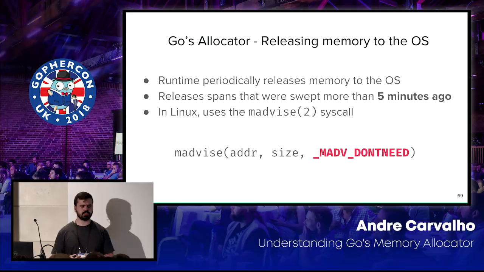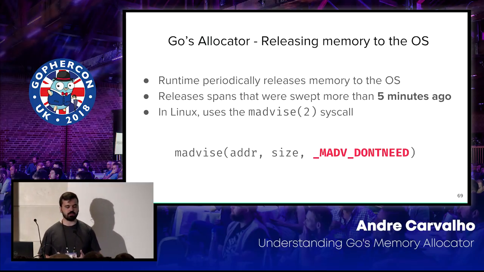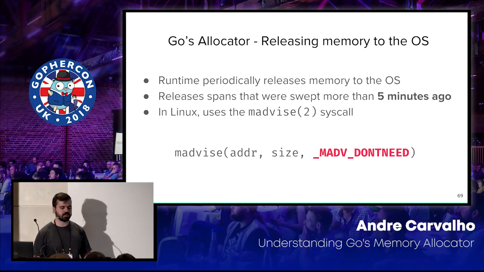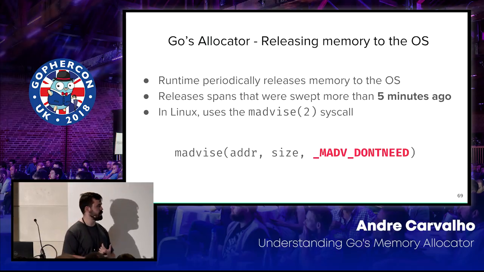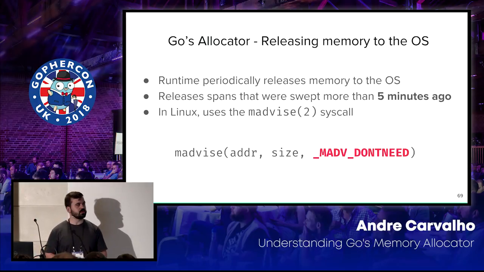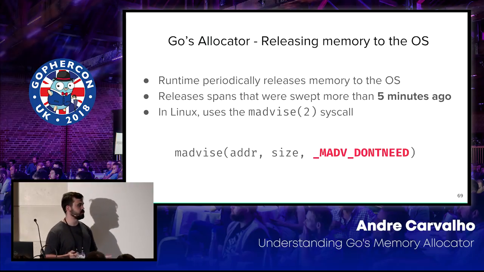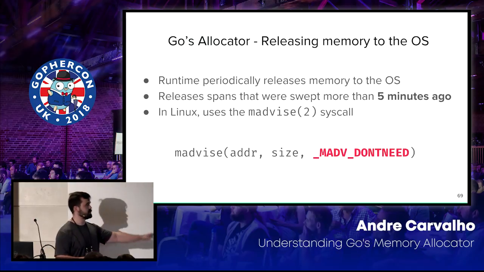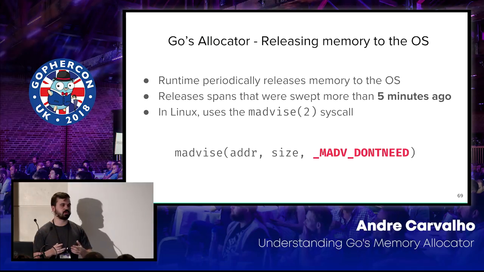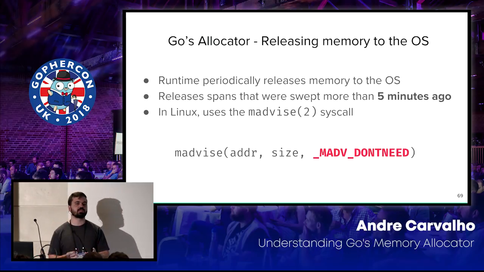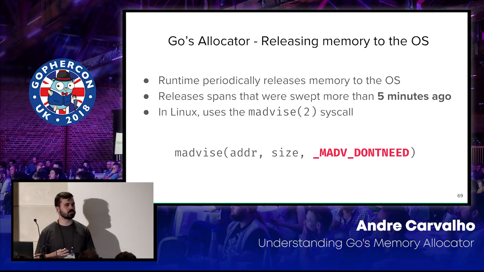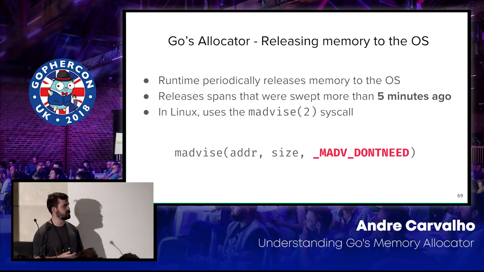To do that in Linux, it uses the madvise syscall. This syscall is a fairly general syscall for memory allocations. You can set a bunch of different flags related to the memory. In this case, the Go memory allocator uses the don't need flag, which simply means that the operating system can release the physical resources that are associated with that virtual memory mapping. So it's free to reuse the memory frames and erase the page table entries and so on. This is part of the reason that sometimes you look at the output of top or htop or free and you see a Go process that should not be using so much memory but is still using it, simply because it didn't release the memory yet.